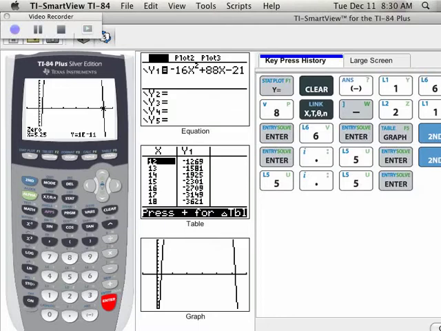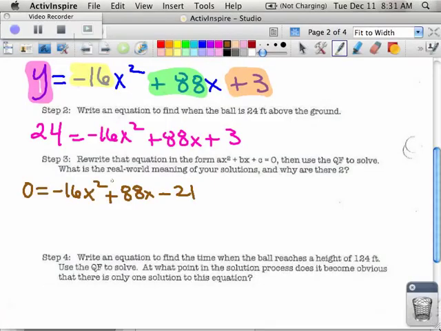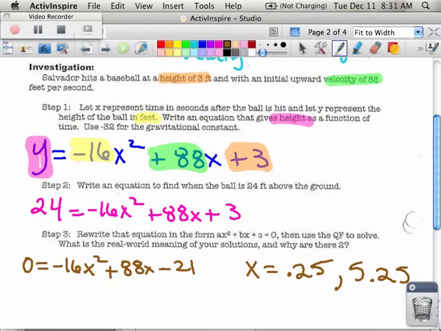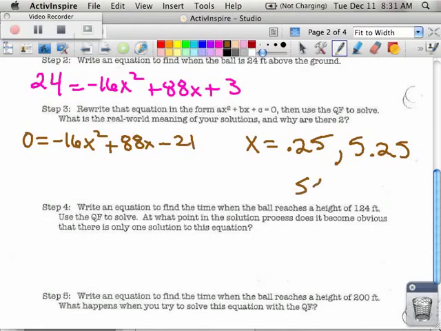Now this tool on your calculator is an awesome way to check if you're doing something algebraically. So make sure you check. So back in our notes, what I know now is that when I solved this thing using my calculator, I found out that my solutions were 0.25 and 5.25. And since I was working in, I believe it was feet per second, way back up here. Was it feet per second? Yeah, feet per second. I know this is in seconds.